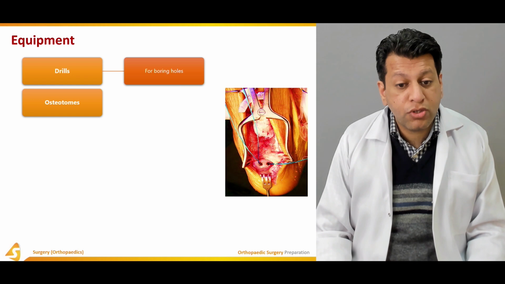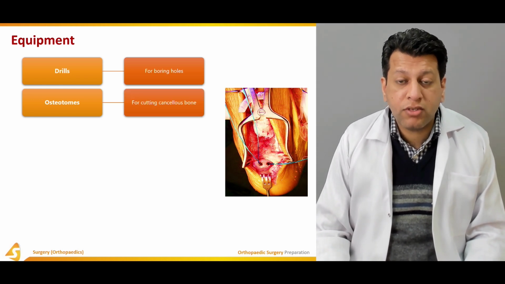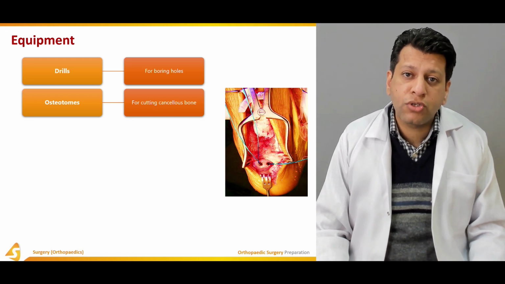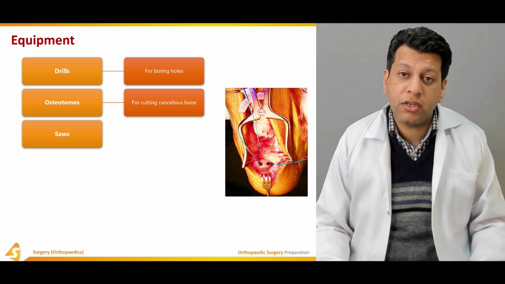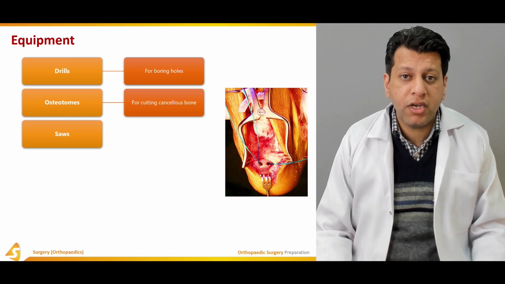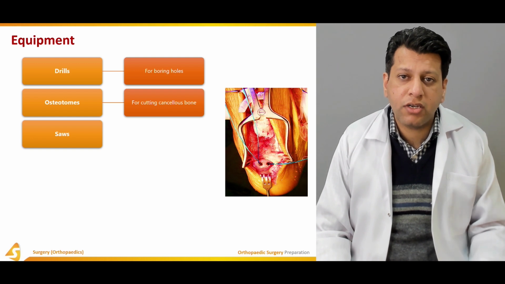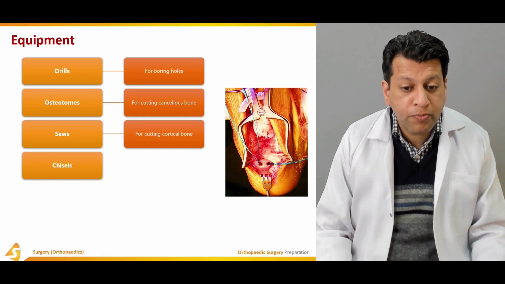Then there are osteotomes, which are used for cutting cancellous bone. When we are performing an osteotomy in cancellous bone, it is spongy, so an osteotome can be used to cut it. Otherwise, if you are making an osteotomy in cortical bone, which is thick and strong, we may need electrical saws. There could be hand saws as well, but nowadays electrical saws are coming up which can be used for cutting cortical bone.